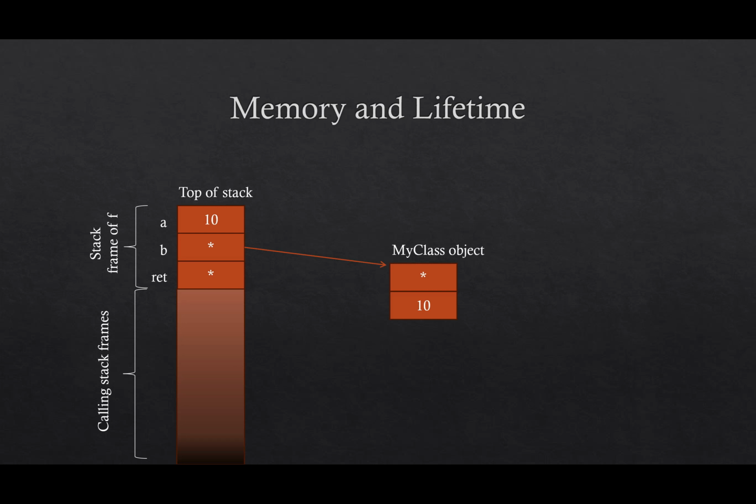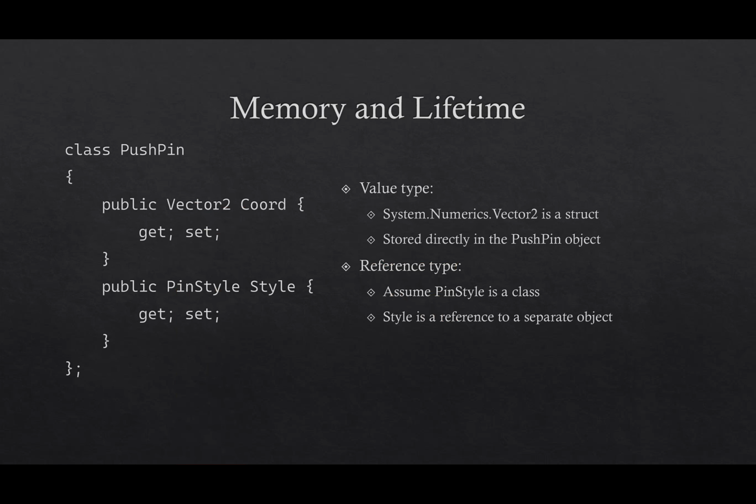Now the same thing applies. In addition to having local variables, you can also have members. So you can have one object that contains a member of some type. Let's take a look at that. Here we have a class, so a reference type, of type pushPin. I'm imagining a pushPin on a map.